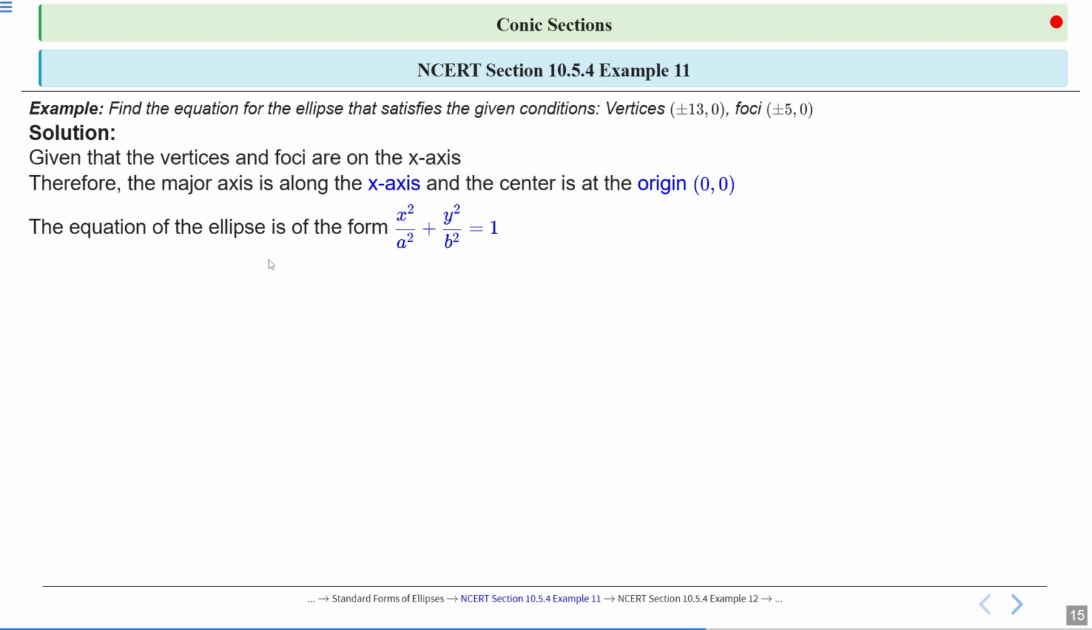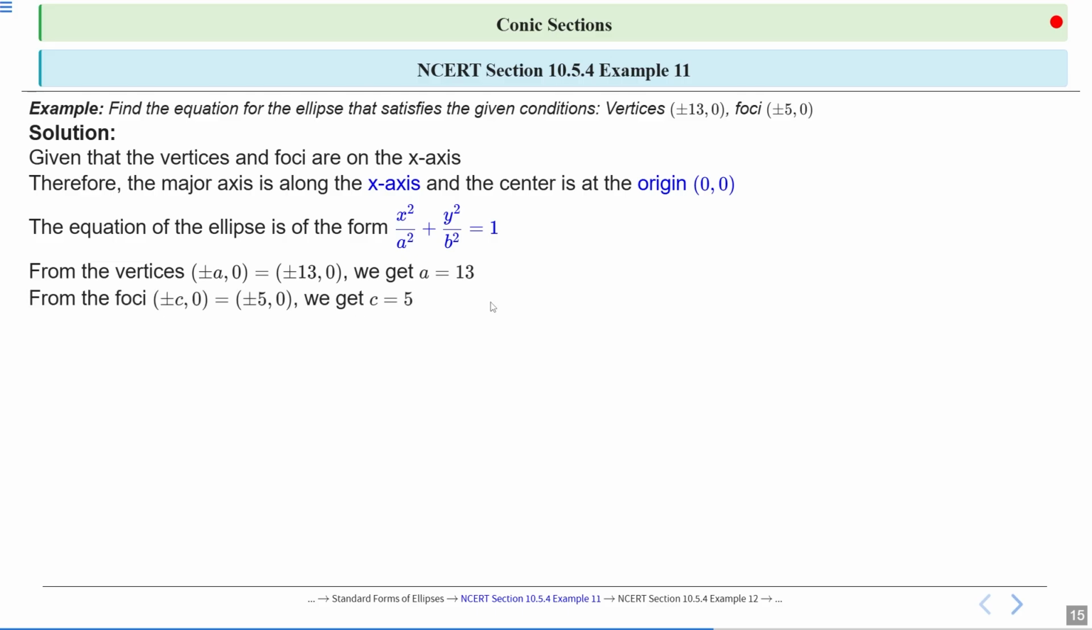So now the equation of the ellipse is of the form x square upon a square plus y square upon b square equal to 1. From the vertices, we know the vertices for this ellipse are plus minus a comma 0, and this is given to us as plus minus 13 comma 0. By comparing, we get a is equal to 13.